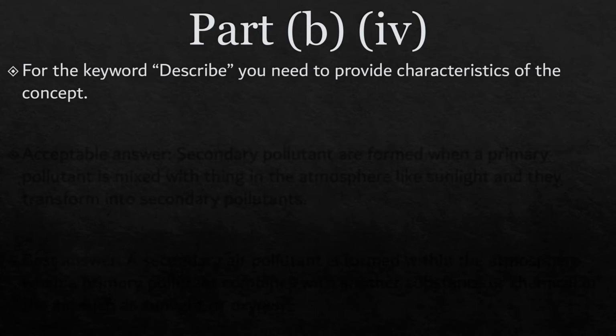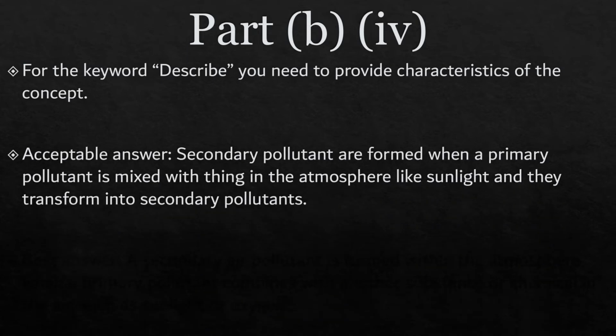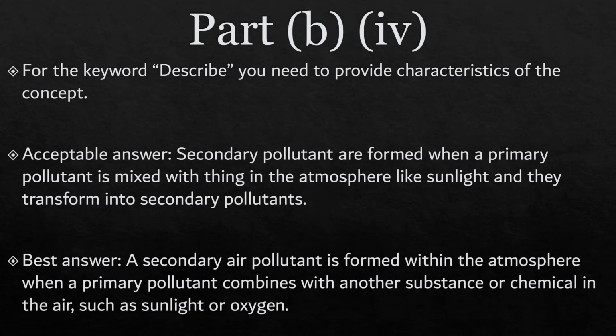An acceptable answer to part 4 would be: secondary pollutants are formed when a primary pollutant is mixed with things in the atmosphere like sunlight and they transform into secondary pollutants. This is a good answer because it provides a clear description. A better answer is: a secondary air pollutant is formed within the atmosphere when a primary pollutant combines with another substance or chemical in the air, such as sunlight or oxygen. This better answer is just phrased in a neat and concise way.